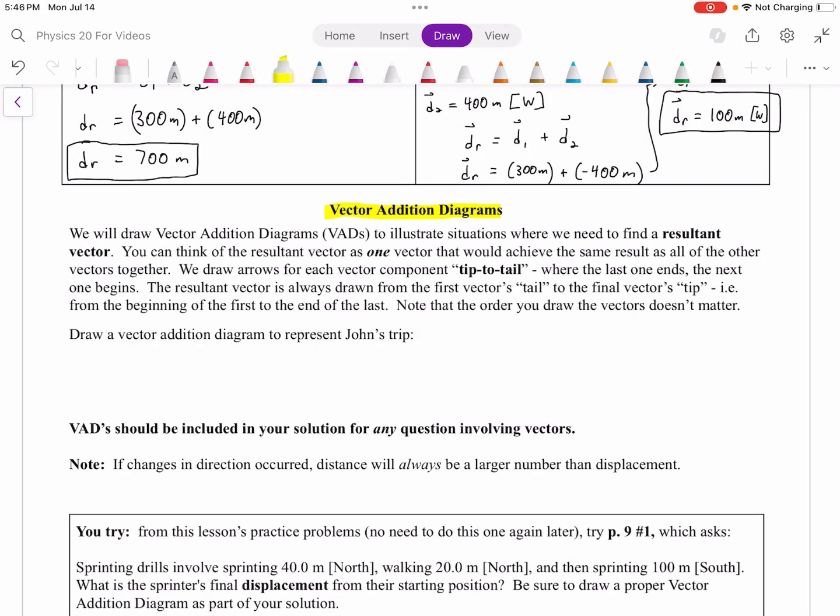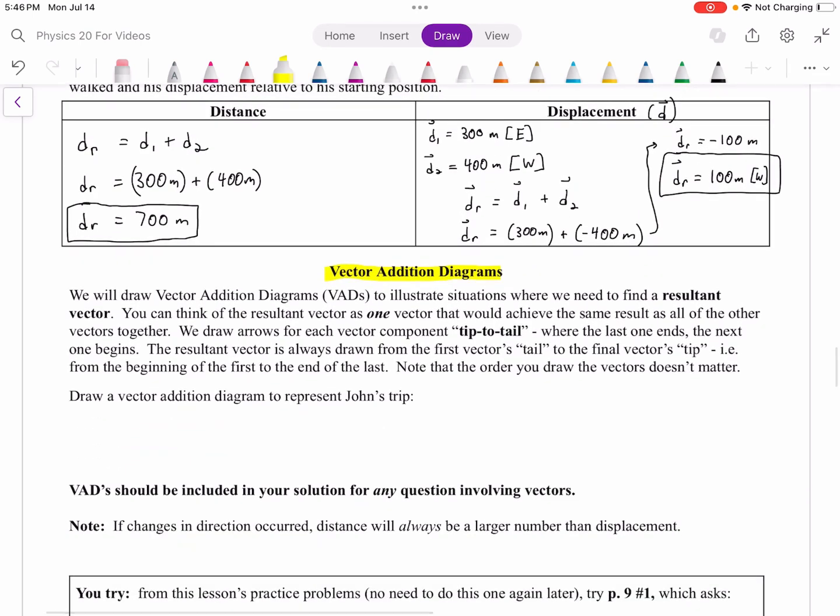Now, these are one of the most important tools in any Physics 20 student's toolkit, okay? These are, especially when things get more complicated. Again, I know for something like this, you might be rolling your eyes a little bit, but I promise later on a vector addition diagram is crucial for solving these problems, okay? So what is a vector addition diagram, or a VAD for short, okay?